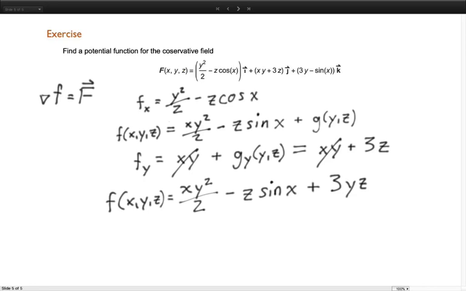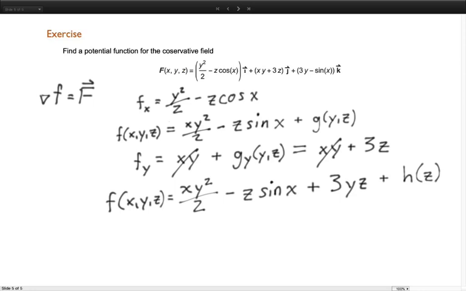But then again, we have to be careful, because we differentiated with respect to y. Any function of z won't show up here. So we need another function that shows z dependence. And now we proceed again down the line.